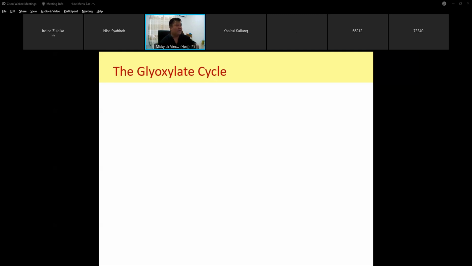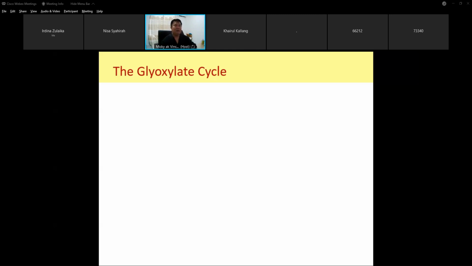So this is a wasteful cycle. Now there is another cycle, that is called the glyoxylate cycle. The glyoxylate cycle is actually a Krebs cycle potong dua. It's half of the Krebs cycle. Why? Because the glyoxylate cycle is a modified version of the Krebs cycle, whereby no carbon is released. No carbon is wasted.